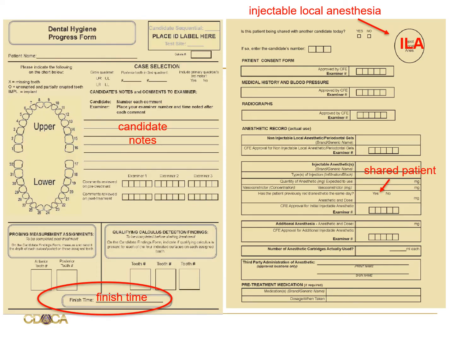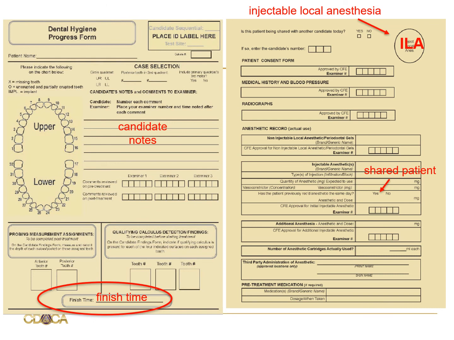The progress form is considered the dental record for this examination, and all entries must be done in ink. All of the information requested on the form must be completed. The progress form is the only method by which candidates can communicate with the evaluators. Candidates' notes on the front of the progress form permit you to communicate information to the examiners. Comments should be specific but brief.